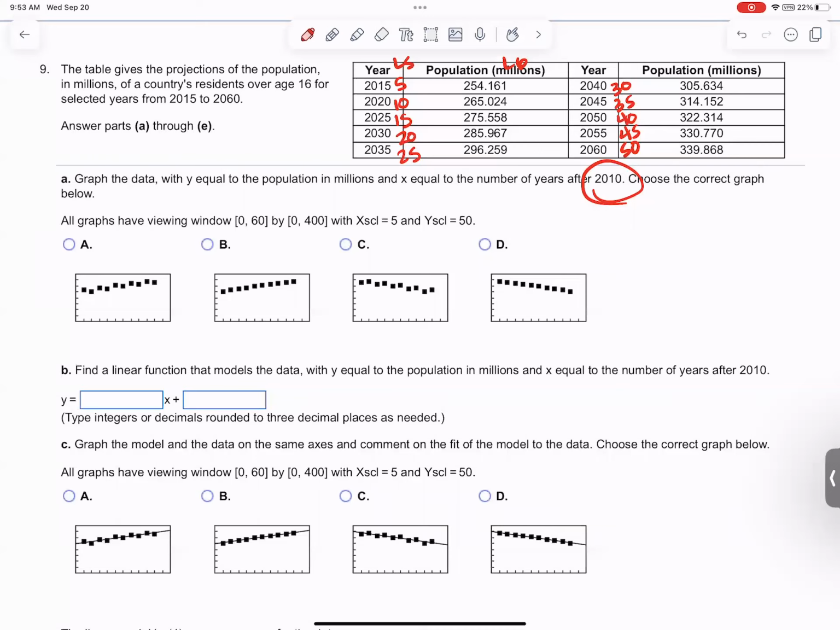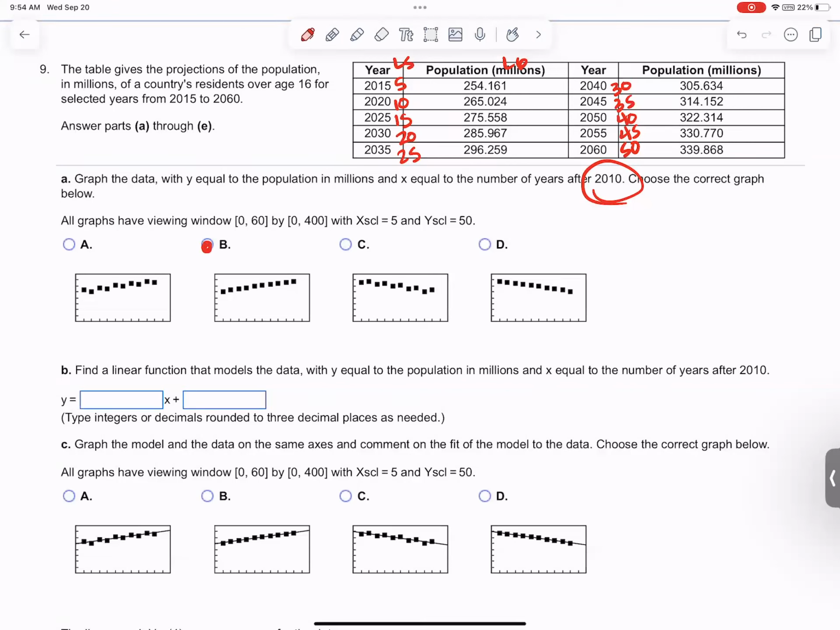So which one is that? B? It's not A because it's fairly linear and A kind of jogs up and down. So it's not A, it's got to be B. All right, B.